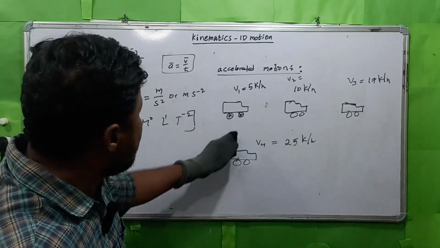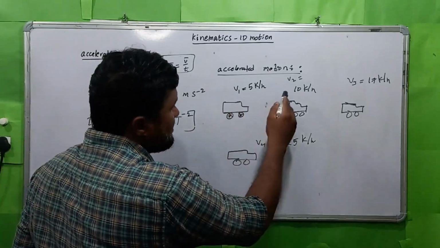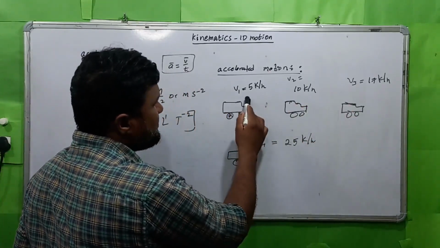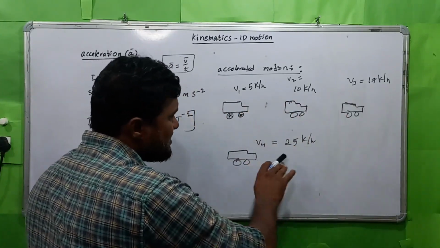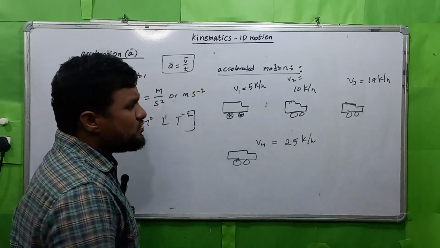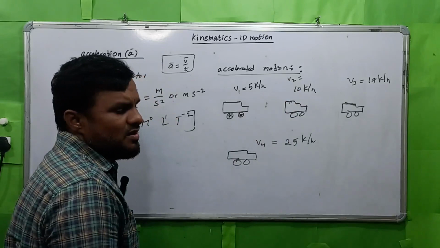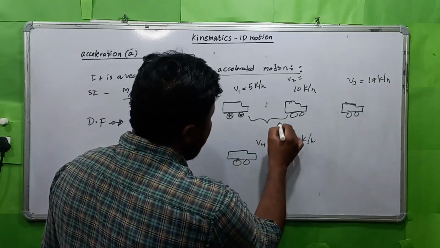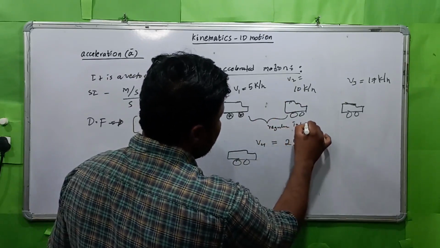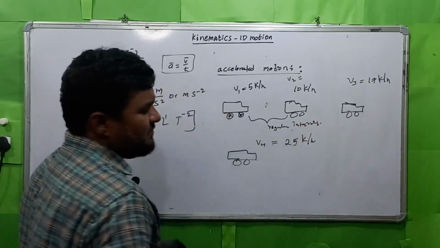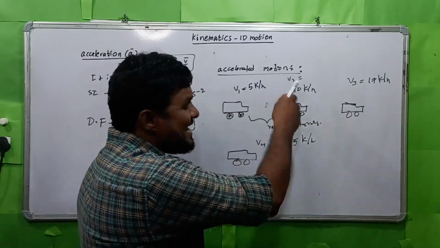What we can observe here? Here the car remains moving with increasing velocity. Velocity V1 5, 10, 17, 25, like this. The velocity is going to increase. So this situation is considered to be accelerated motion. Let us imagine this happens at regular intervals of time. Then this kind of motion is known as accelerated motion.